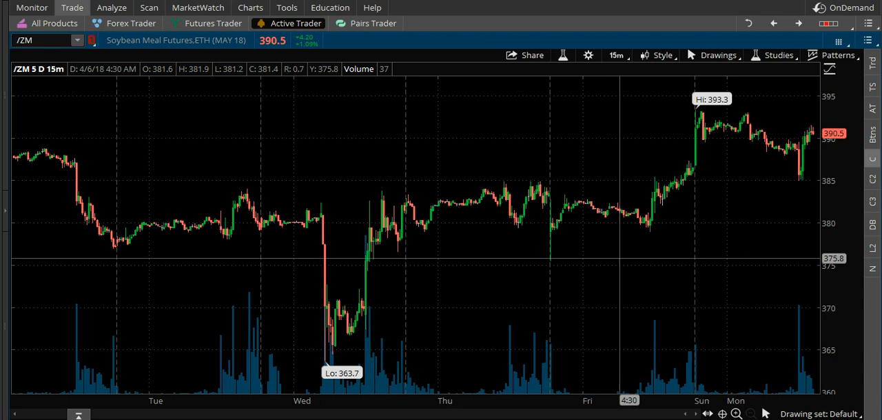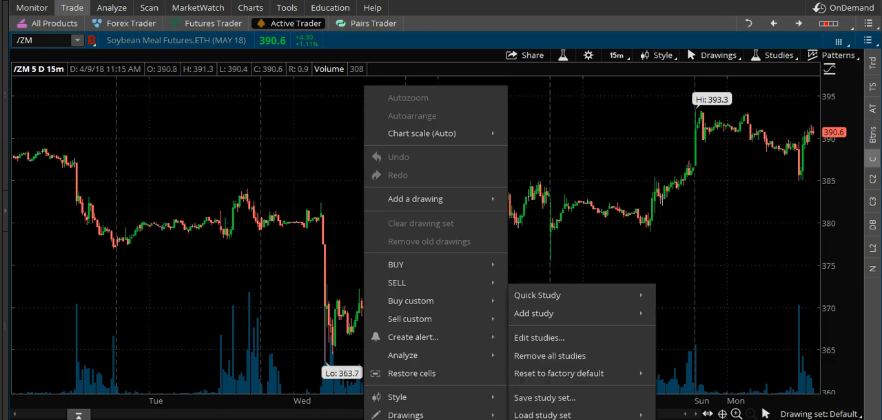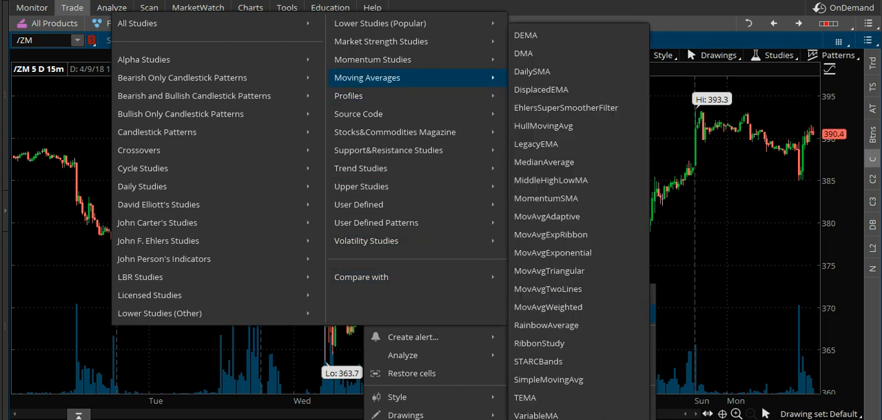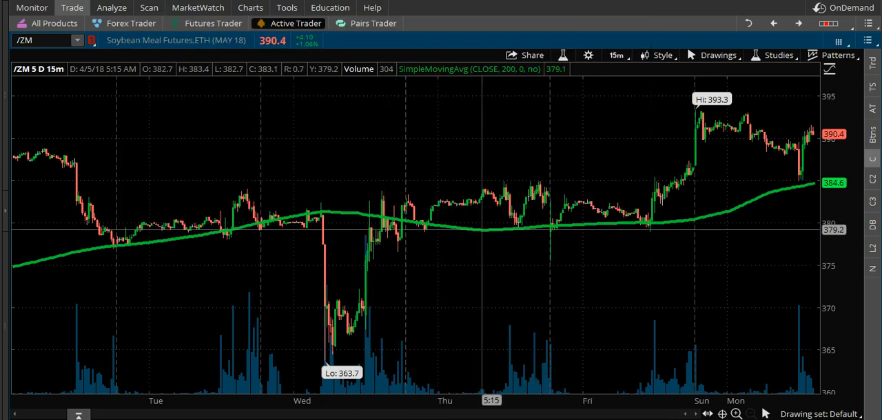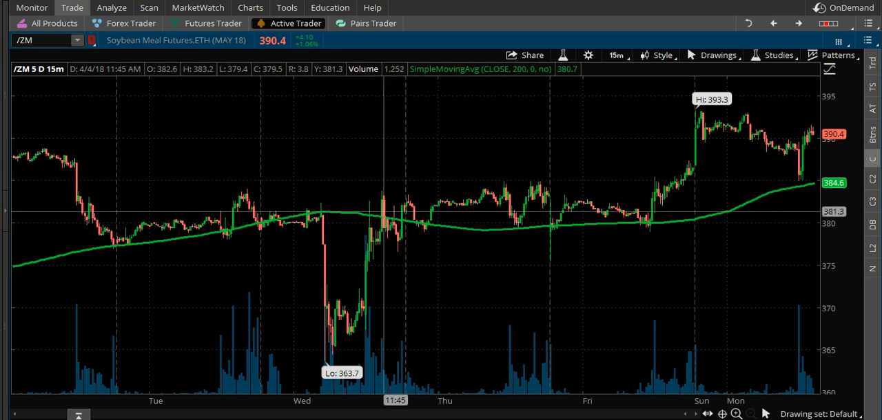So without further ado, now that I've explained them a little bit, we'll dive into them, put them on, and as I put them on, I'll explain what they are again. So you right click onto your chart, you go down to studies, add study, and moving averages. And if you come all the way down to the bottom, simple moving average, and that adds our 200-day moving average. And like I said, we use this for key support and resistance whenever we're trading.